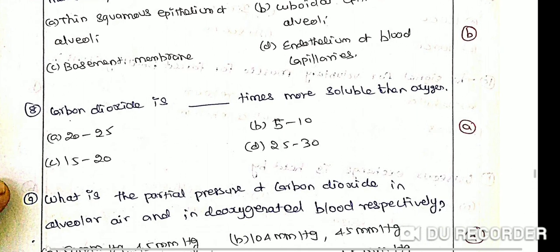Carbon dioxide is dash times more soluble than oxygen. Option A 20 to 25, option B 5 to 10, option C 15 to 20, option D 25 to 30. The correct answer is option A 20 to 25. The solubility of carbon dioxide is 20 to 25 times higher than that of oxygen. Therefore, the amount of carbon dioxide that can diffuse through the diffusion membrane per unit difference in partial pressure is much higher compared to that of oxygen.